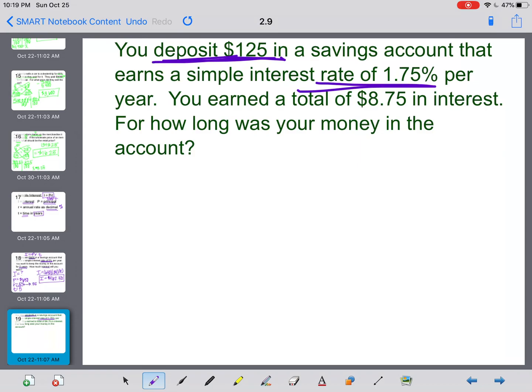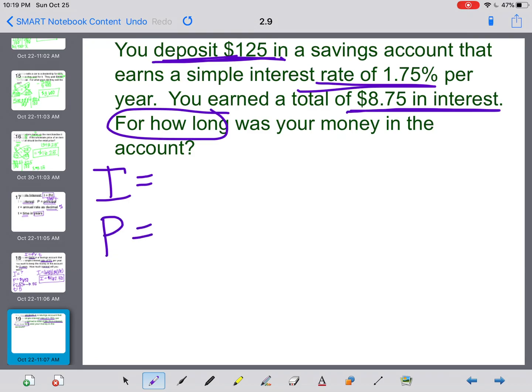Okay, this time you deposit $125 in a savings account. It earns a simple interest rate of 1.75% per year, and you earned a total amount of $8.75 in interest. For how long was the money in your account?